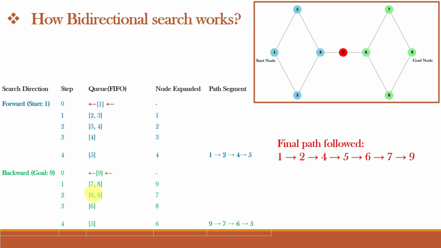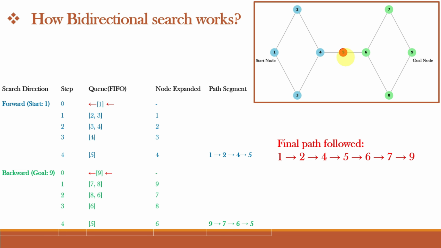Now as 8 is in front, 8 will come out first, but as we can see here, the child of 8 is also 6, so nothing new is added and 6 will remain in the queue. Next, when 6 comes out of the queue, its child 5 is pushed inside the queue. So by step 4 of the backward path also, we reach node 5, giving the path 9, 7, 6 and 5 because we follow the parent nodes.